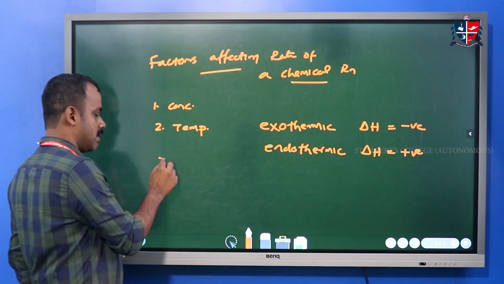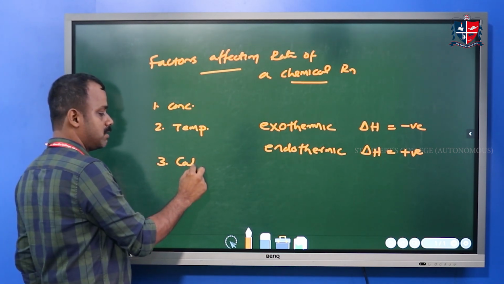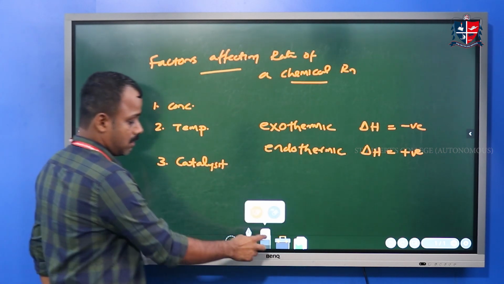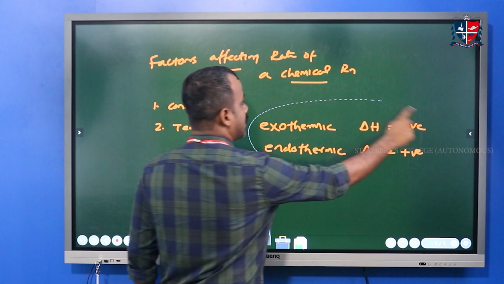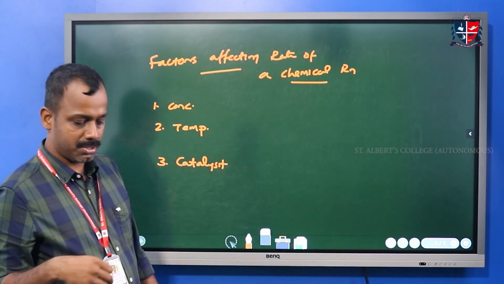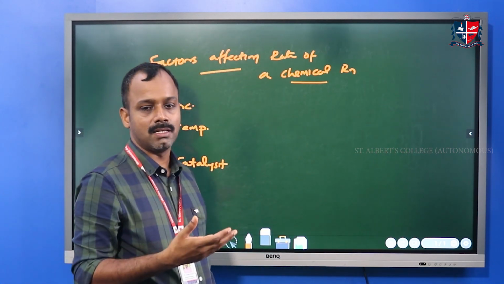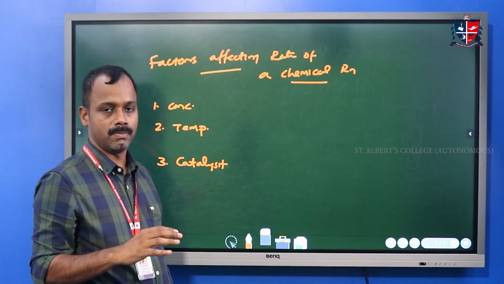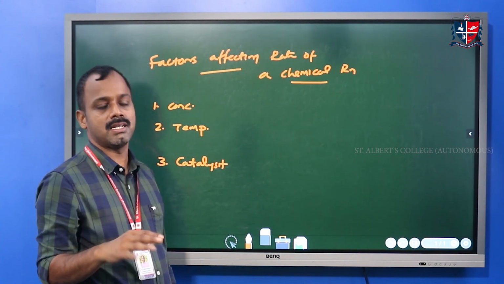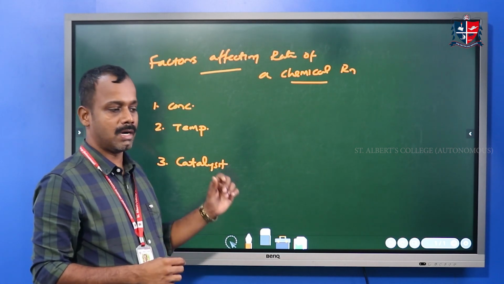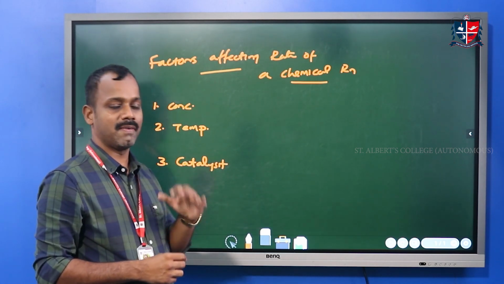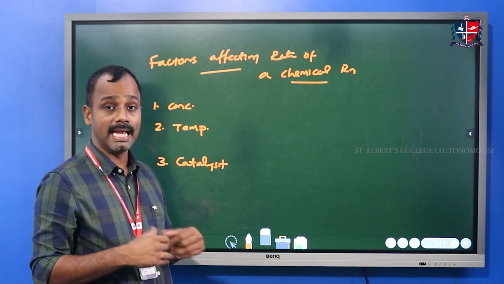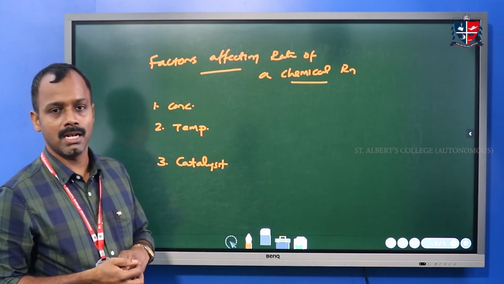And the third one, the rate of a chemical reaction depends on catalyst. Now what is a catalyst? Catalyst is a substance which alters or increases the rate of a chemical reaction without being consumed. The catalyst remains unchanged after the reaction. So any such substance, we can call it a catalyst. So by introducing a catalyst, we can increase the rate of a chemical reaction.